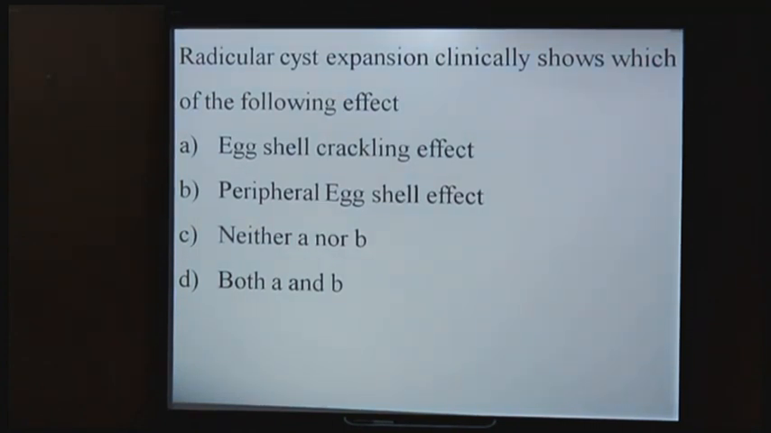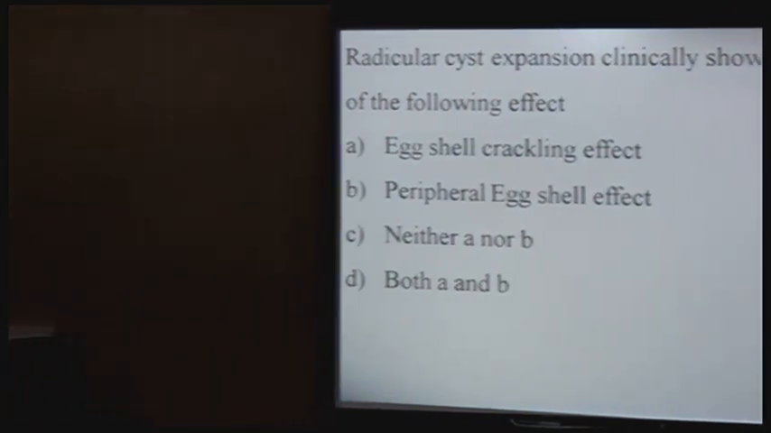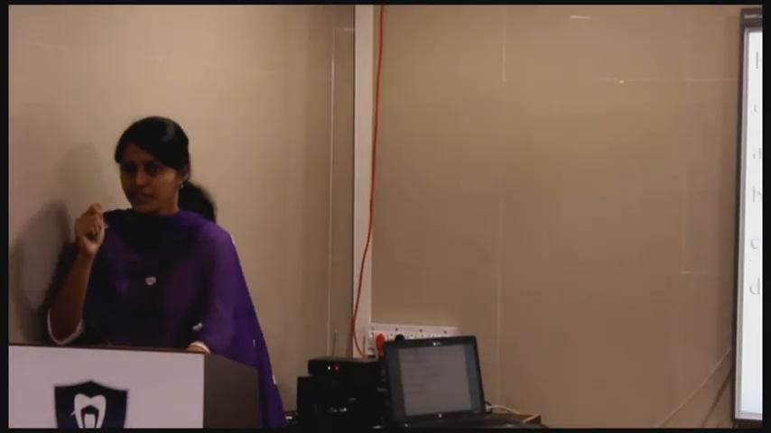A. Eggshell crackling effect. You will have a cortical plate expansion. When you press it, it will be like an egg cracking. When you try to crack an egg, that kind of an effect will be there. What is the peripheral eggshell effect?